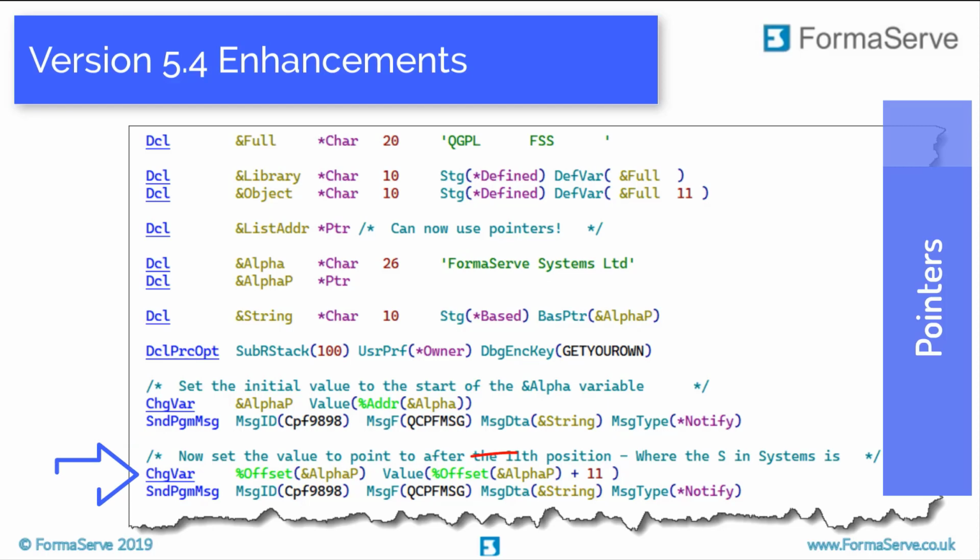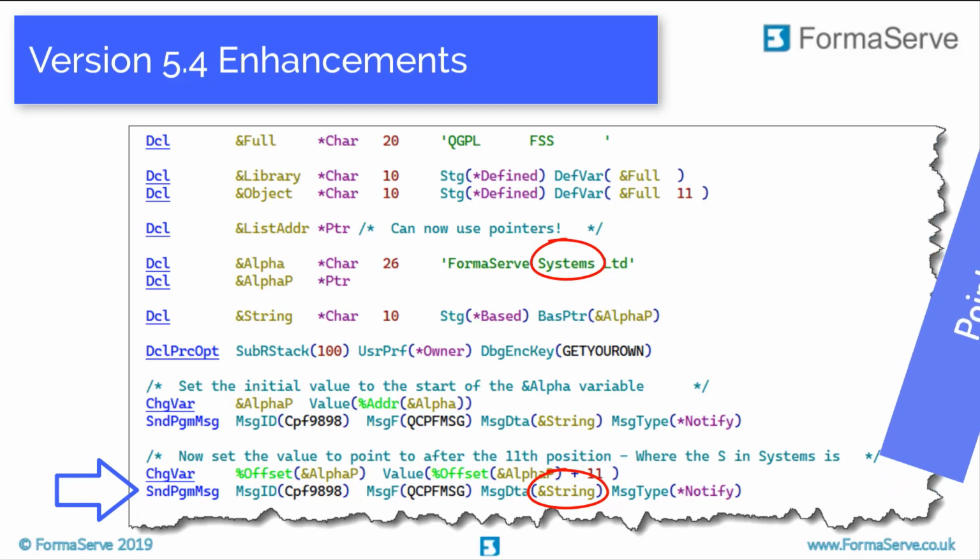Now moving on a couple of lines, we can see that we're changing a variable there. We're doing an offset of the pointer, alpha P, and we're saying make that alpha P plus 11 characters. So now it's going to move on 11 characters from where it was. And again, we're looking at the screen displaying the string variable, and this time it will be system. So we've moved it along, so we're using pointer arithmetic to actually move it on 11 characters, and now we can see that it will be system.